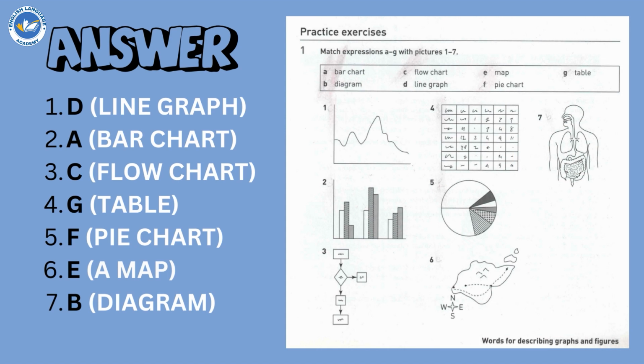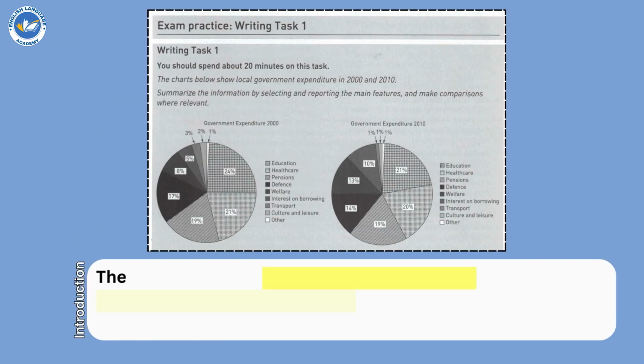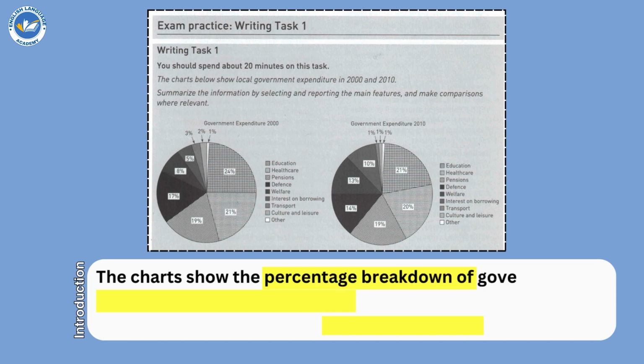So for example, a flowchart shows you the process of something, so you will have to use language that describes a process. Whereas a pie chart shows you how things have been divided out into different categories, and the language for this will change also. So as you can see straight away, we're dealing with pie charts here. So let's just read the question.